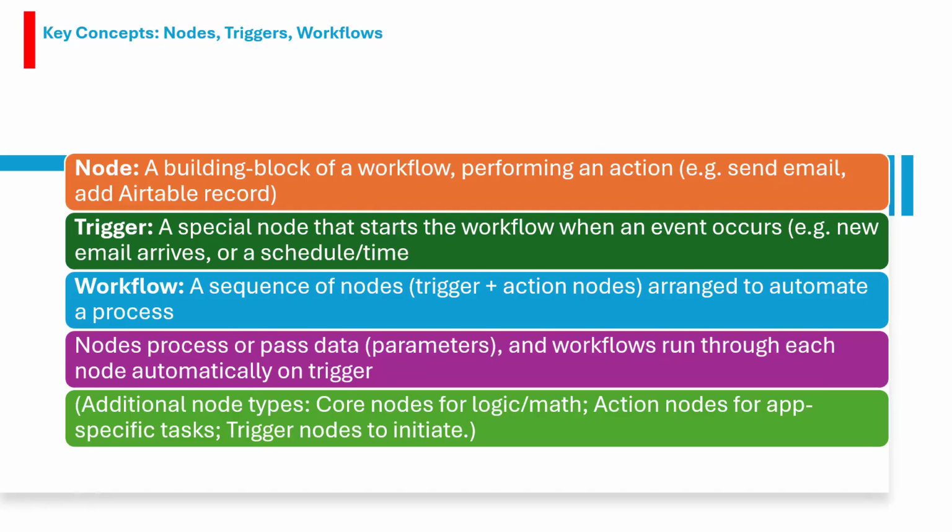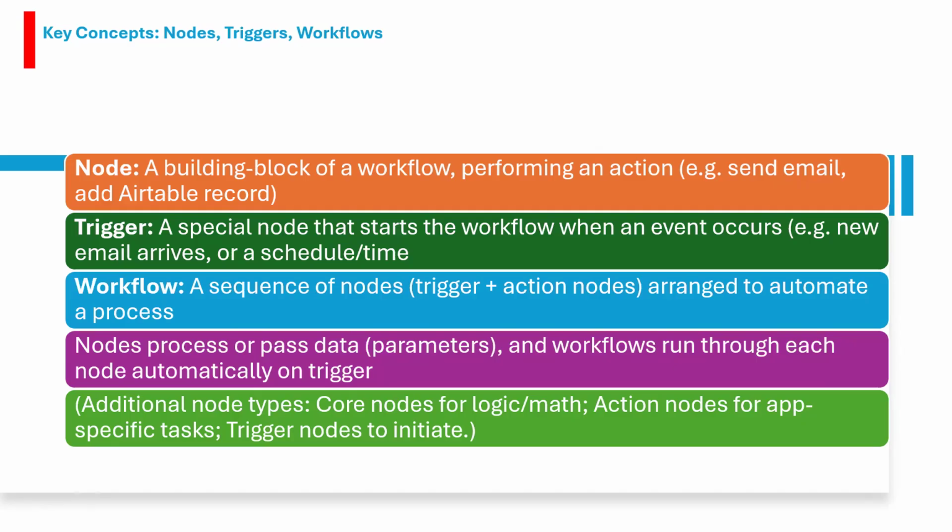Let's say after every 8 o'clock, generate the latest tech content update from a particular website, summarize it, and then send it to my Facebook account, post it on my LinkedIn, post it on my Instagram. Can you see? That's a flow from the first to the last. Nodes process or pass data, that's parameters, and the workflow runs through each node automatically.